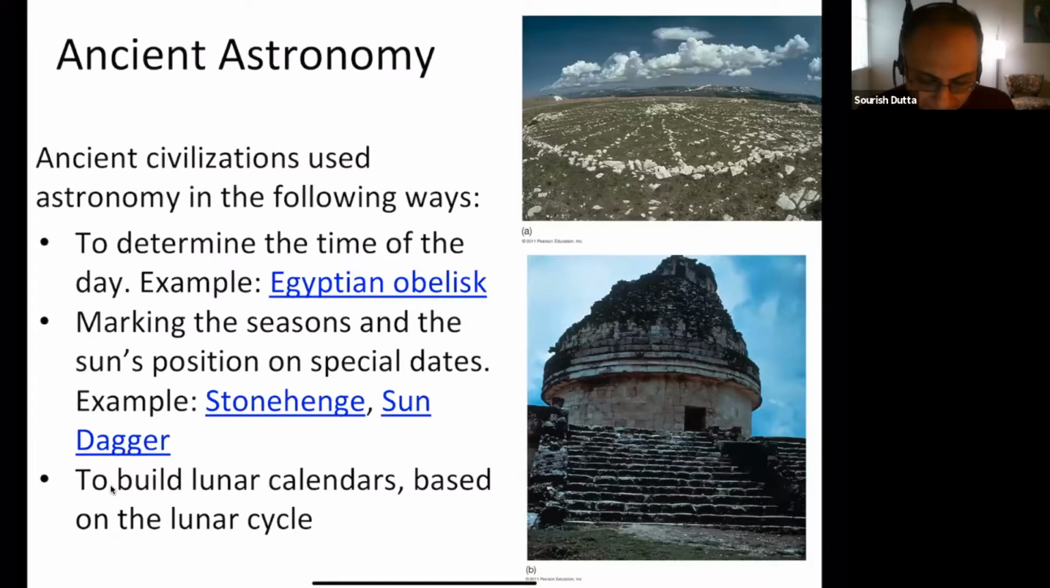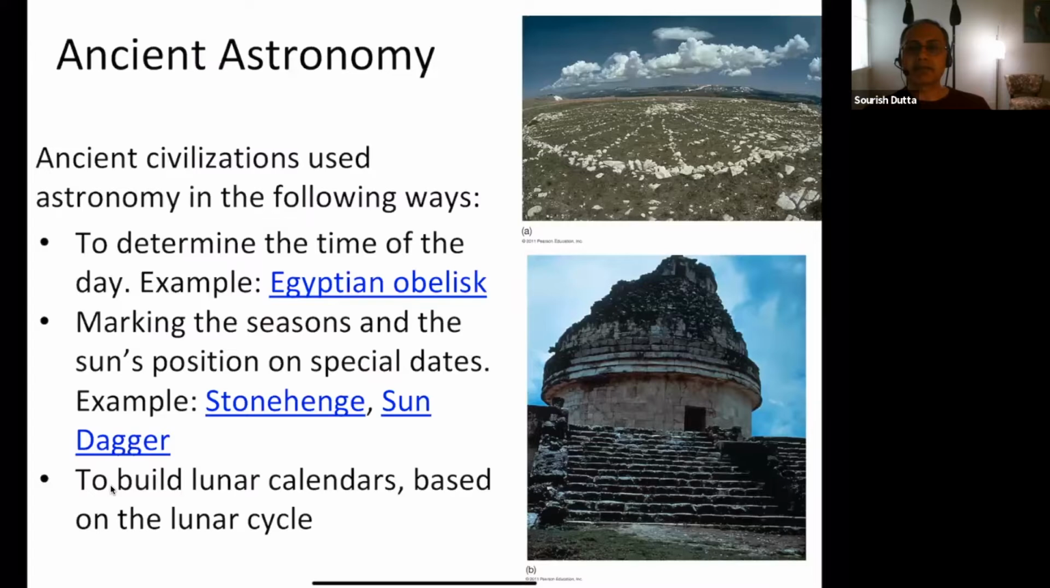One example is they would use astronomy to determine the time of the day. The basic idea is that if you plant a stick on the ground and keep an eye on the shadow of the stick, then you can tell the time of the day by just watching the shadow. When the sun is low in the sky, the stick will have a longer shadow. And if the sun is high up in the sky, the shadow of the stick will be smaller, and so on. So by just keeping track of the shadow of a stick or a large object planted in the ground, you can keep track of time.